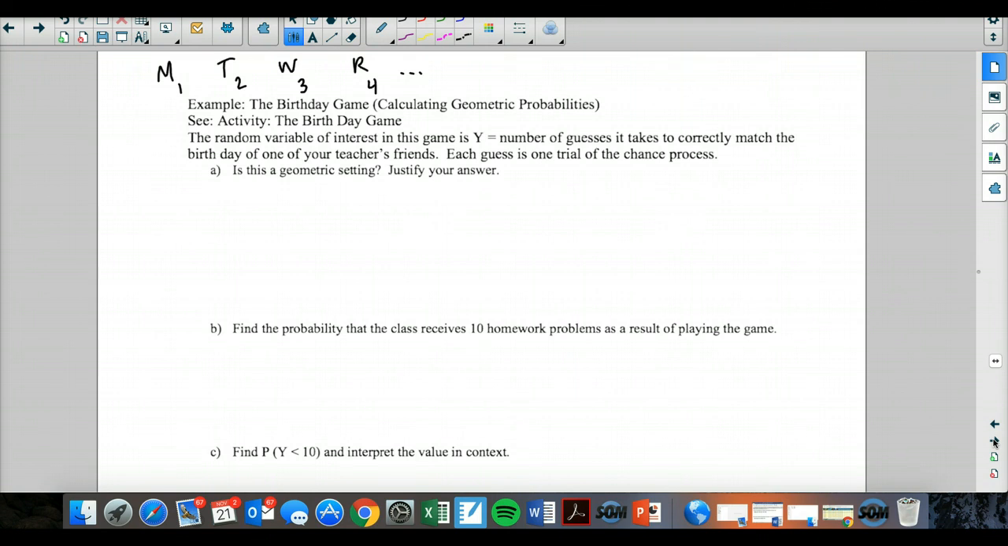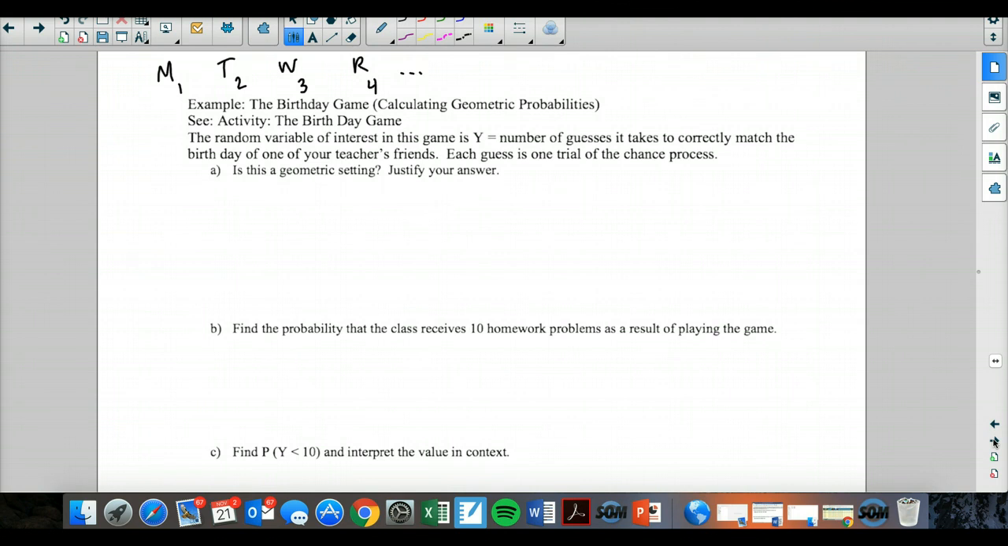But if they don't get it on the first try, they have to try again, so then they're going to have 2. And if they have to try again, they're going to have 3 homework questions. So the number of homework questions they have is how many guesses it took for them to get it right. So 1 guess, if they get it right the first time, they still have 1 homework question. So this is saying, why is the number of guesses it takes to correctly match the birthday, which is the day of the week? So is this a geometric setting?